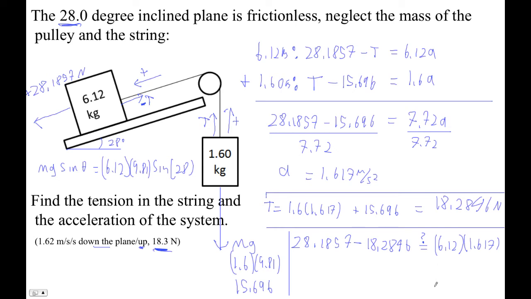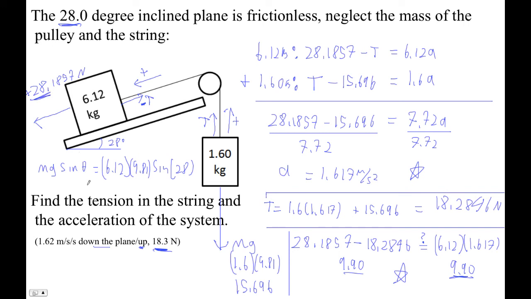So 6.12 times 1.617 is 9.90. And then this side here, 28.1857 minus 18.2846 is 9.90 roughly, right? At least to three sig figs, these guys are the same. So that means that we likely found the numbers that make these both correct. Yay.